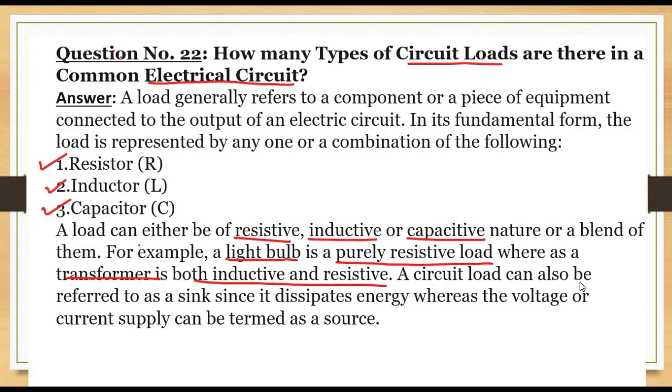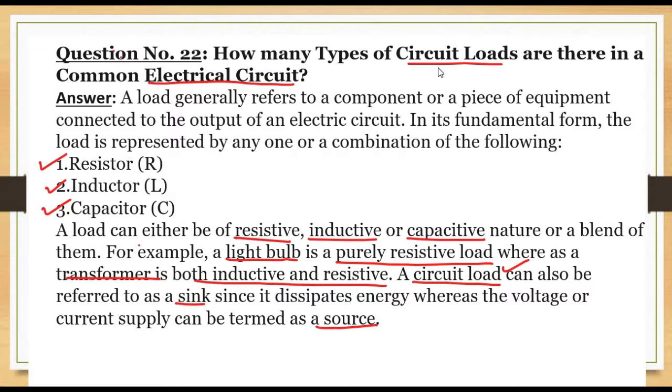A circuit load can also be referred to as a sink since it dissipates energy. Means a circuit load always absorbs the energy, therefore it can be referred to as a sink, while the voltage or current supply can be termed as a source, since the voltage and current supply delivers while the circuit load absorbs the power.